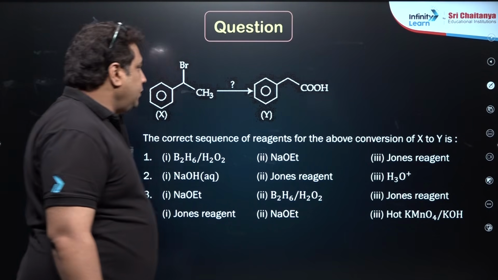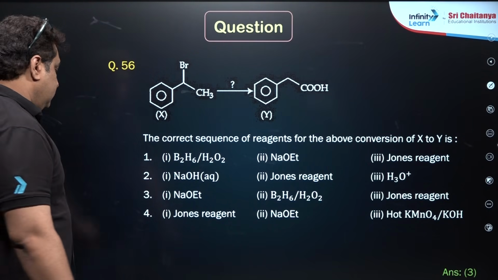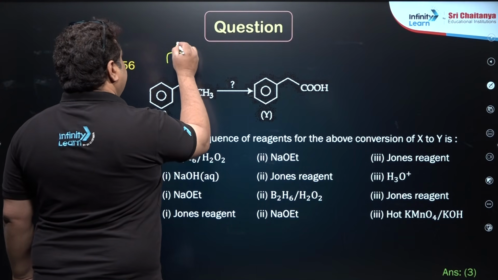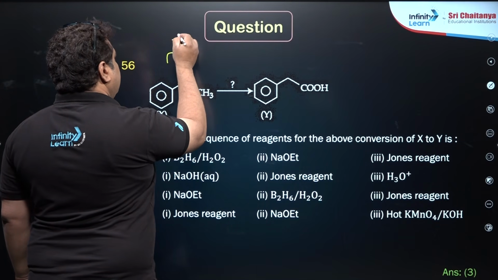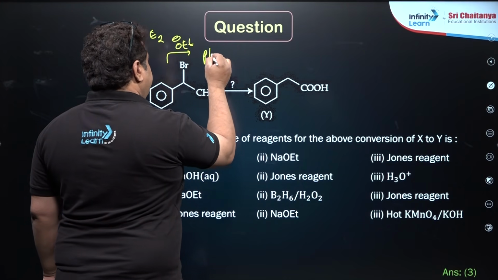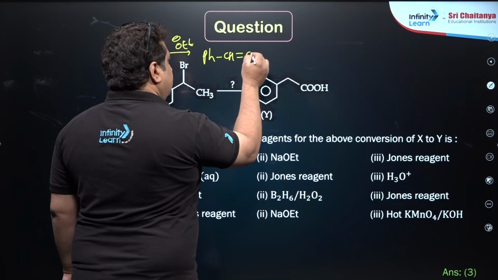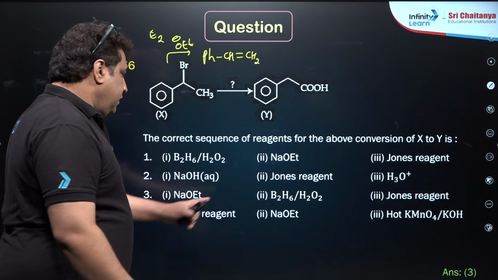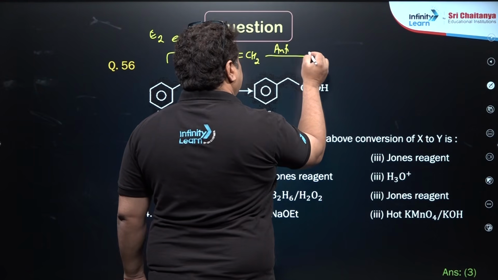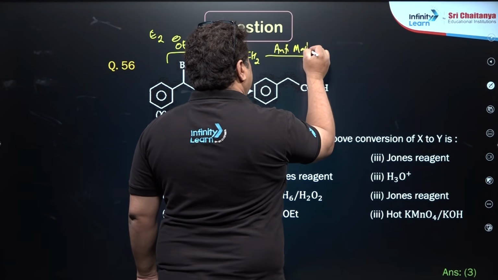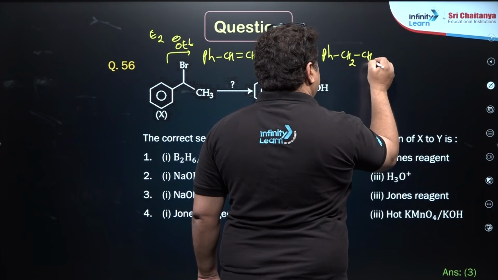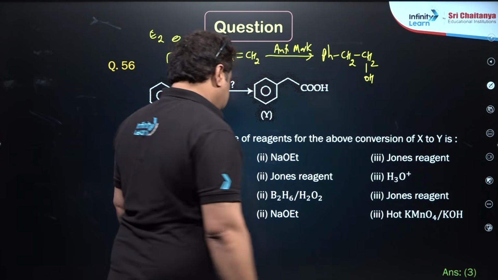Now this compound, how to convert this? So answer is 3. Directly I will tell you how, because this compound if you treat with the base, E2 elimination will occur and forms Ph-CH=CH2. Then if you treat with diborane, diborane means anti-Markovnikov addition. Anti-Markovnikov addition will give Ph-CH2-CH2-OH.